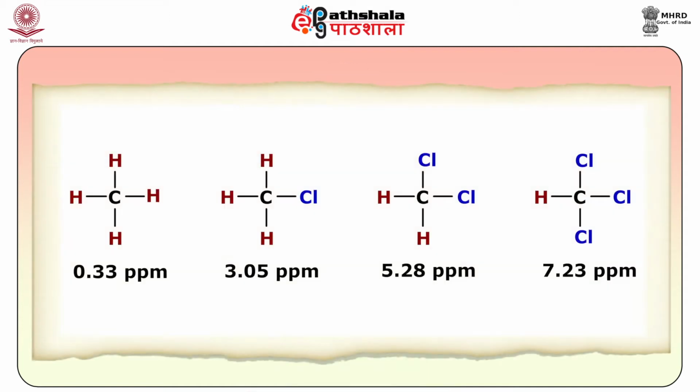As the number of electronegative atoms or groups attached to a particular carbon containing that proton increases, the chemical shift value also increases because of the increasing deshielding of the concerned proton. The chemical shift values of methane, methyl chloride, dichloromethane and chloroform protons are 0.33, 3.05, 5.28 and 7.23 respectively. Now I hope you shall be able to appreciate that as the electronegative chlorine atoms increase, the chemical shift value also increases. The structural variations are shown in this figure.